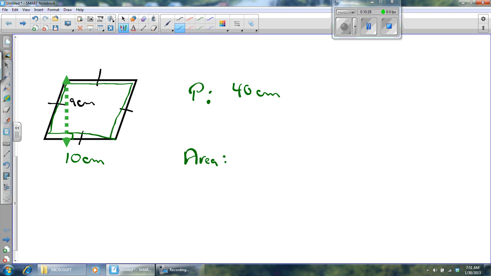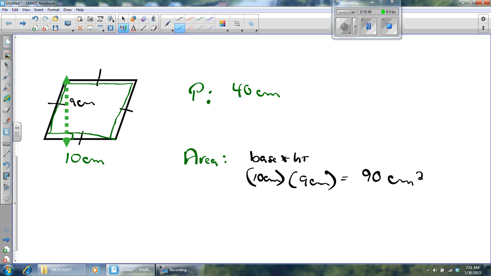9 centimeters. So I'm going to do the base times the height, which of course will be 10 centimeters times 9 centimeters. And that will be 90. And then centimeters times centimeters is centimeters squared. All right, there you go.